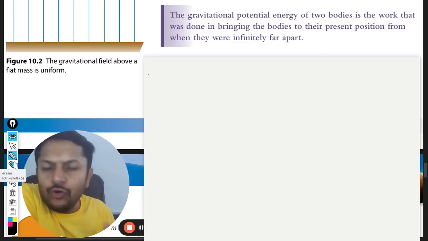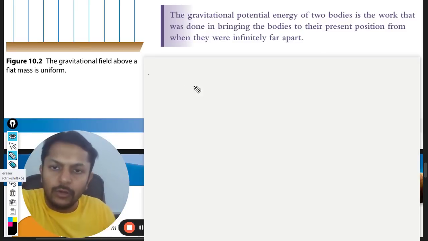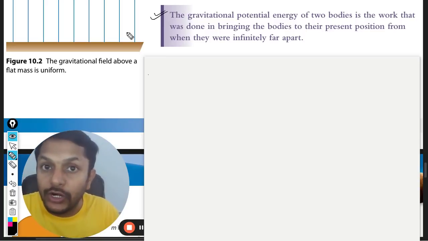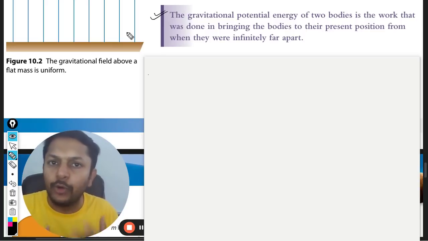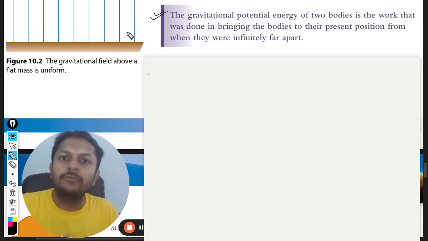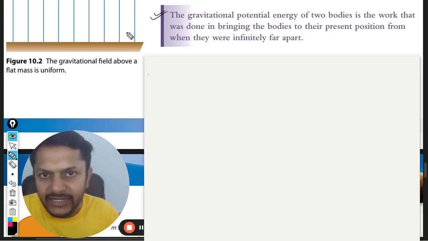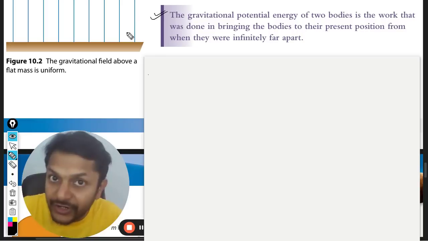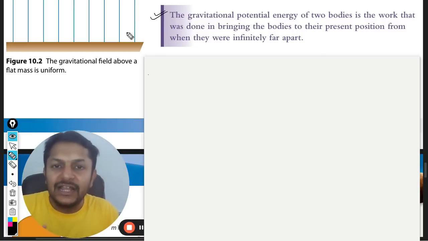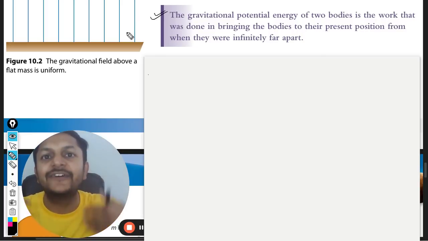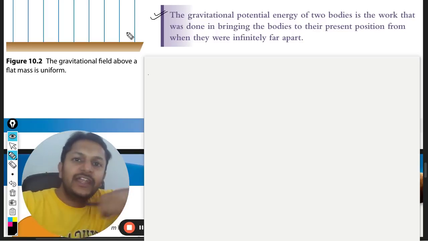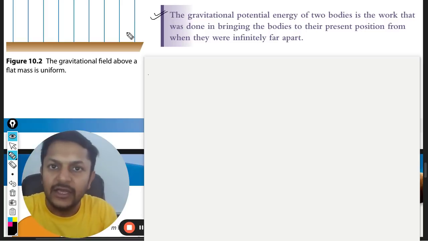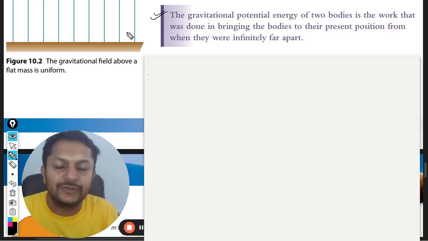Okay, so how do you define gravitational potential energy? Now, listen to this. This is the definition given in the book. The gravitational potential energy of two bodies is the work done in bringing the bodies to their present position from infinite distance. What is actually happening is potential energy is the energy which is stored in the system when we are doing some work. Like for example, in the case of springs, we are stretching the spring. So I am applying a force. I stretch the spring, and when I do the work there, that work is stored as potential energy inside the spring. Similar thing will be taking place in the case of gravitation also.